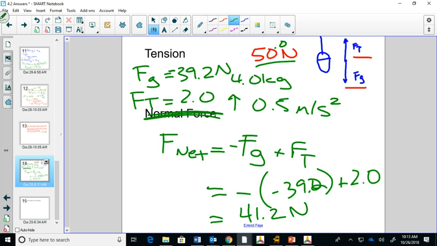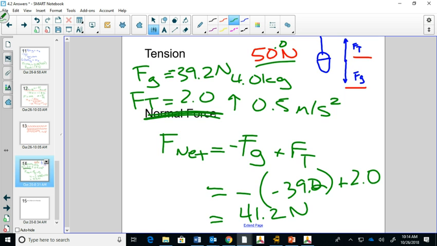Are you with me, my friends? Okay? Tension is just simply a force being pulled by a rope. Nothing special. We just give it a special name because it's using the rope. Okay? The last piece is the normal force.